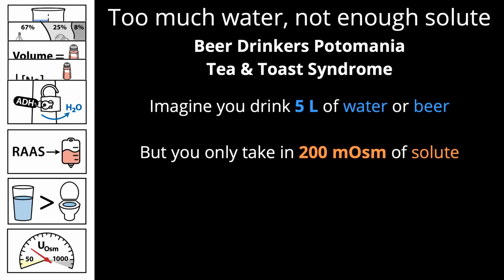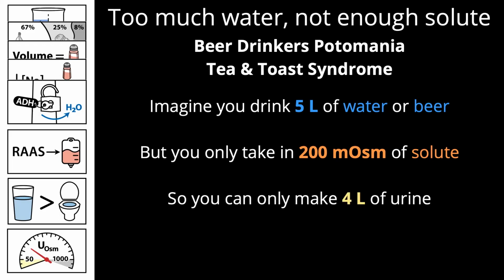We make one liter that gets us to 50. We make a second liter that gets us to 100. We make a third that gets us to 150 milliosms spent. And when we make our 4th liter, we've run out. We just spent it all, so we can only make 4 liters of urine. And what that means is every day we're gaining a liter of water. And pretty quickly, we're going to develop a wicked hyponatremia.